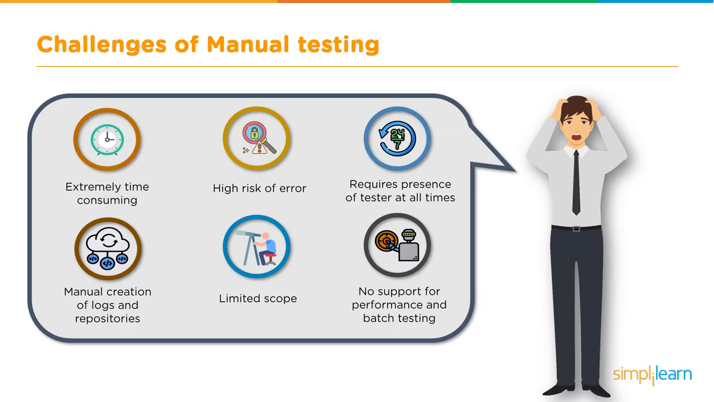So now if you go back to our presentation, this brings us to the first demerit of manual testing. It is a very time consuming process and hence it's going to get very boring for any manual tester. Also, it is more error prone. The risk of error is pretty high. Why? Because it is done manually and human mistakes are bound to happen.